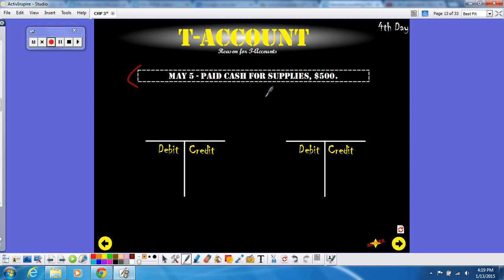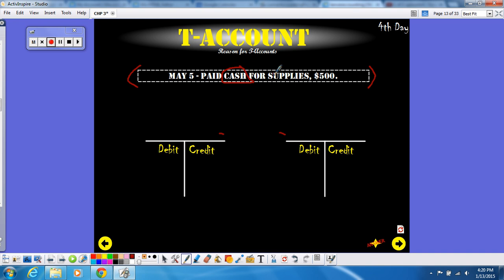All right, so we have our T accounts here again. We're going to do the T accounts first because these are used to help us out. So paid cash for supplies, $500. We have to figure out which two T accounts this goes in. So for this example, if you remember, this is very similar to our last transaction. Paid cash for supplies. The two accounts that should be used are, one would be cash right here.